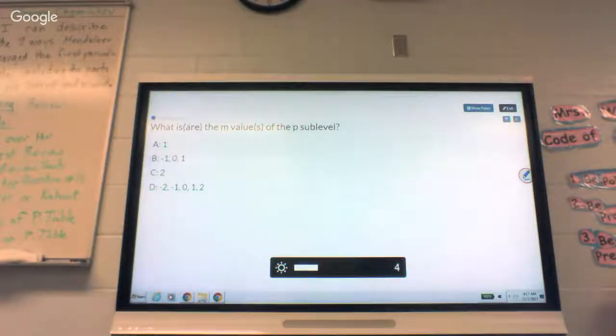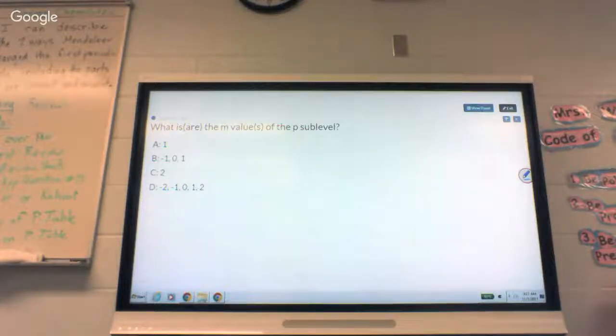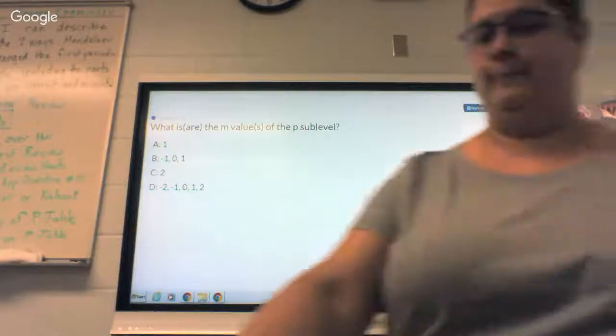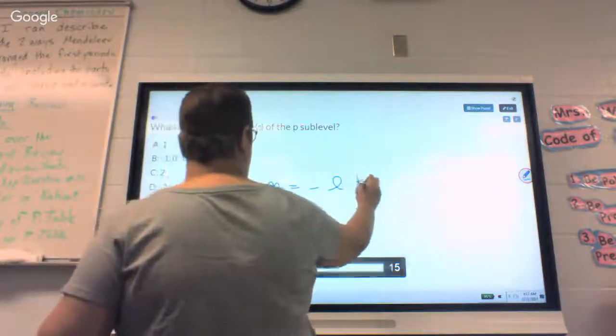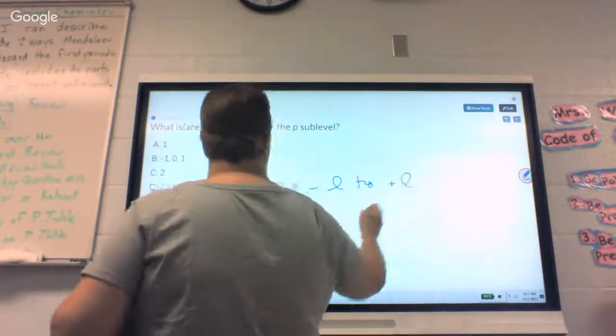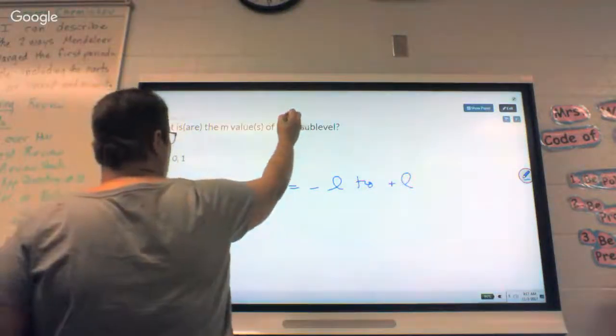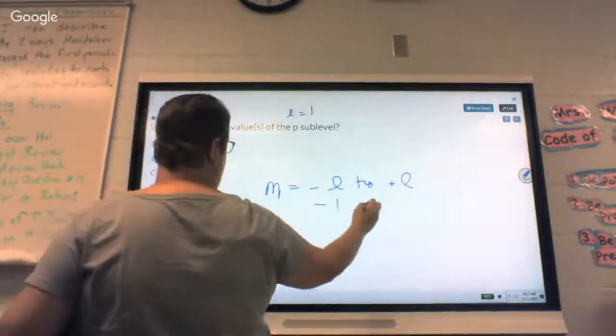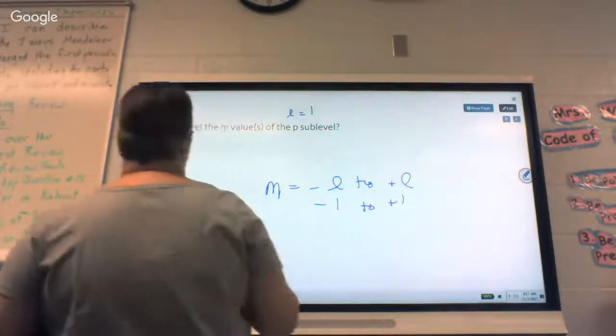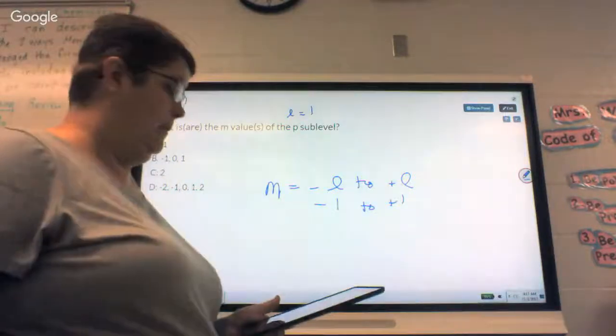Alright, that was pretty good. We got one wrong answer. m is minus l to positive l. So, what's the l value of the p sublevel? 1. So minus 1 to positive 1. So the answer is B.